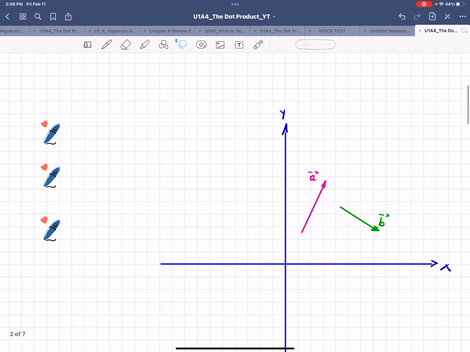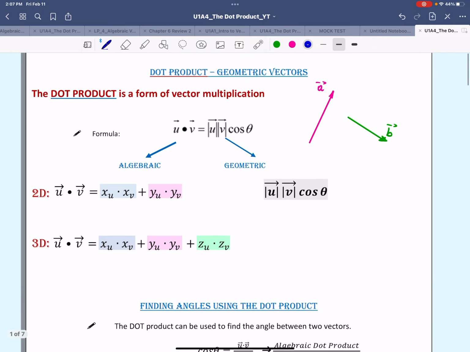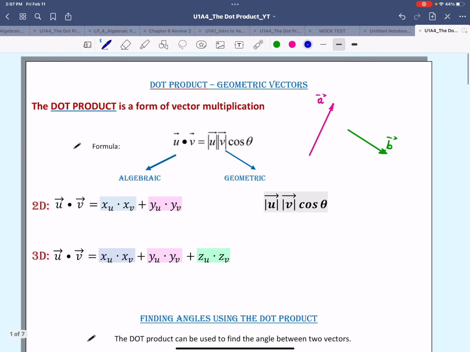We've learned how to add two or more vectors by using the triangle or parallelogram law, and subtract two or more vectors also by using the triangle or parallelogram law. And we've also learned how to multiply a vector by a scalar. In this lesson, we will learn how to multiply two vectors together. There are two different ways of multiplying two vectors, and our focus today will be on a form of multiplication that is called the dot product.